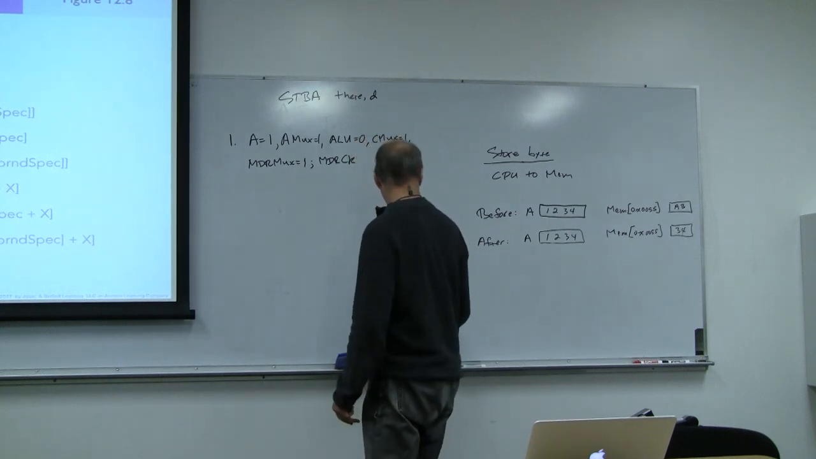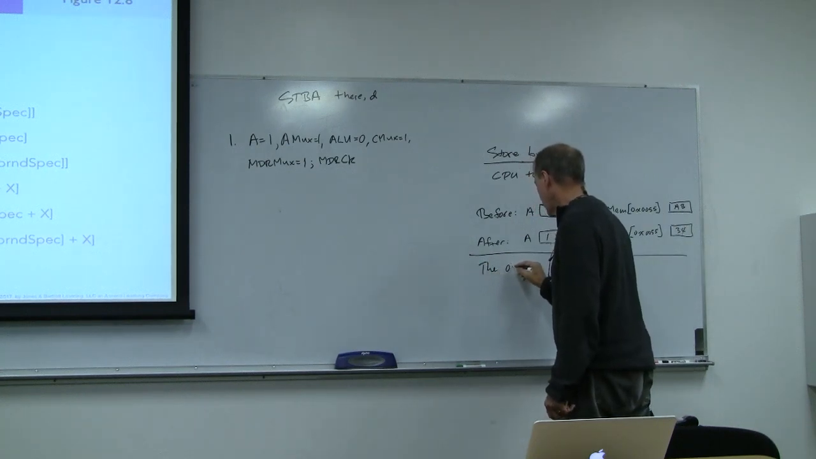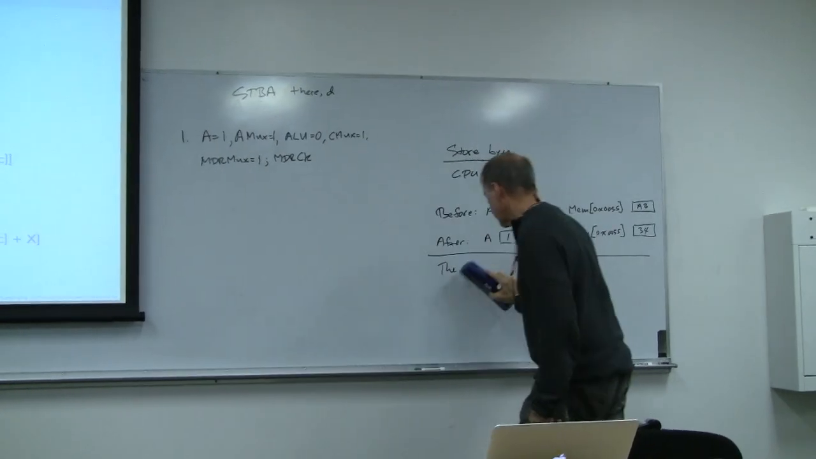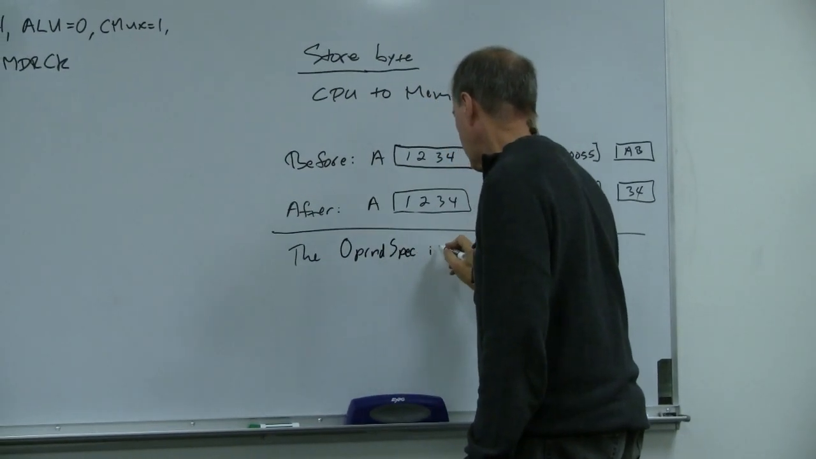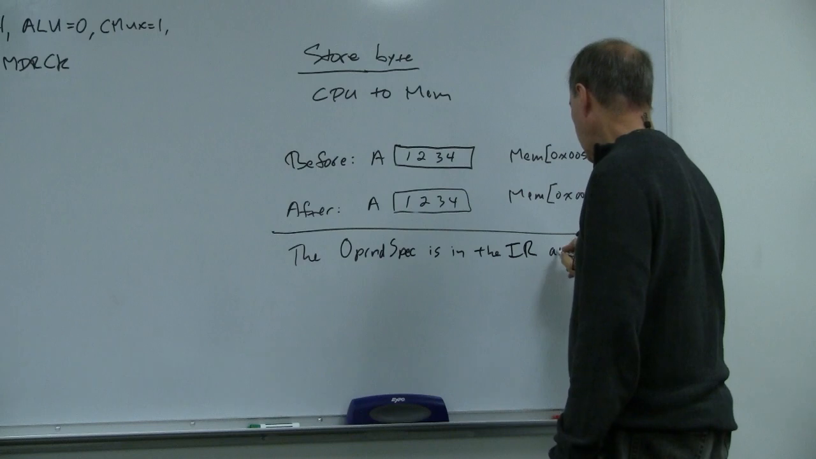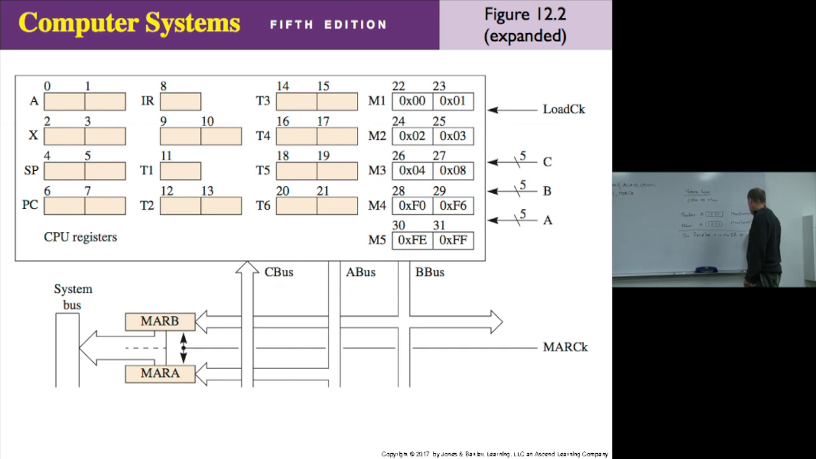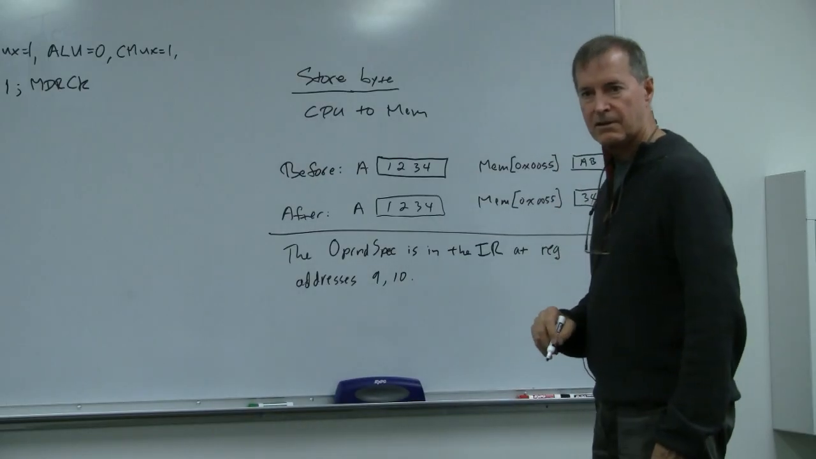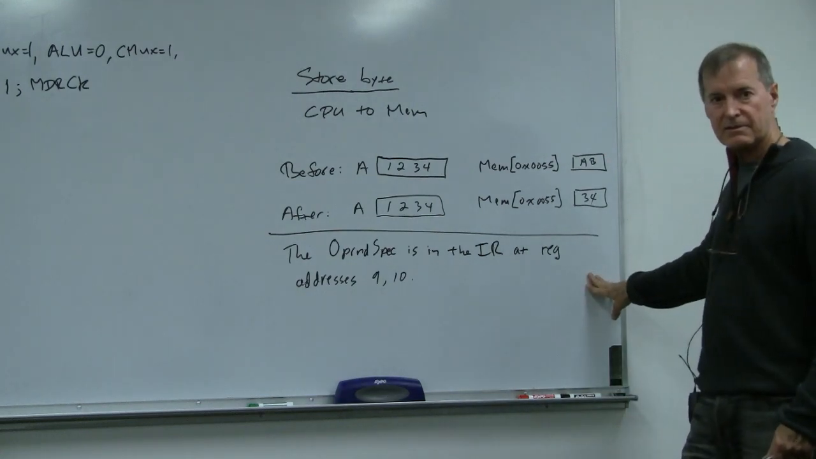Should we write that down? Here, let's write that down. The operand specifier is in the IR at register address 9 and 10. And they got there during the fetch part. Yeah, now that's an important point. Is everybody getting all this?